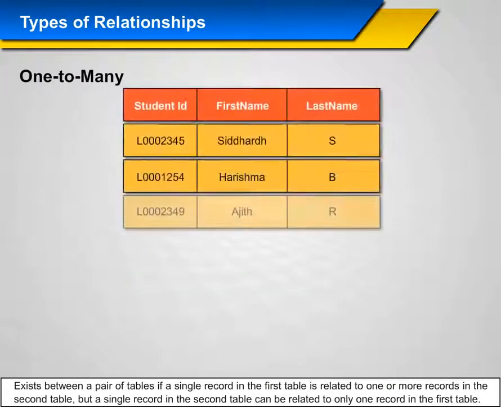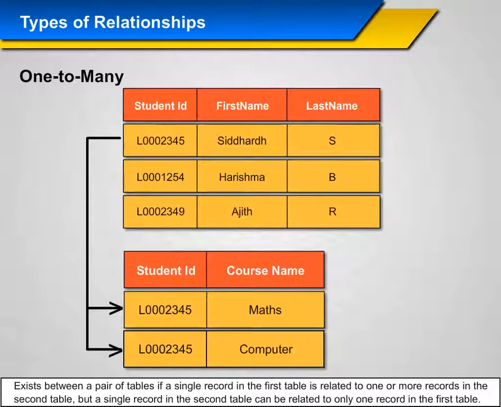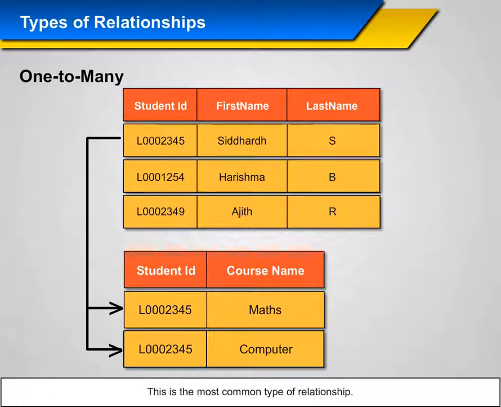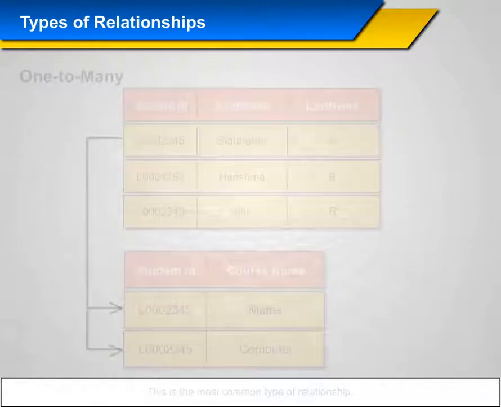One-to-many exists between a pair of tables if a single record in the first table is related to one or more records in the second table, but a single record in the second table can be related to only one record in the first table. This is the most common type of relationship.